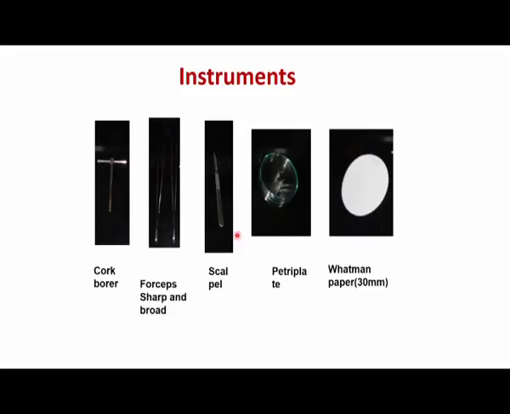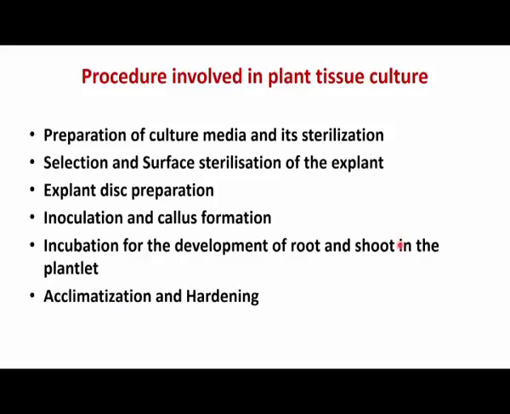You need an instrument which can be used to cut the explant. You need the forceps, so that you can manipulate the explant and do the procedures. Then you also need the scalpel to cut the different types of plants. Then you also need the different types of petri plates to process, and then you need the Whatman filter paper also. So, let us see what are the different steps involved in plant tissue culture.